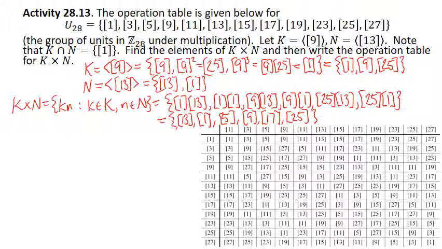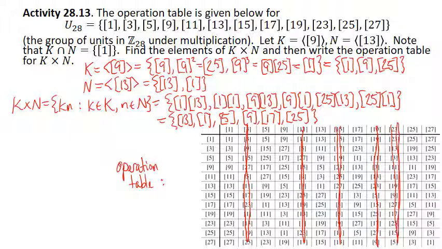And then the operation table for K times N. I'm not going to do the whole thing. I'm just going to show you how you would make it from this table. Basically you would just cross out everything that's not in K times N. So we don't have 3, so that wouldn't be there. We don't have 11, so that wouldn't be there. And then what else do we not have? We have 13, we don't have 15, and we have 17, we don't have 19, we don't have 23, and we don't have 27. So we just cross out all those columns and rows, and that would leave you with the operation table.